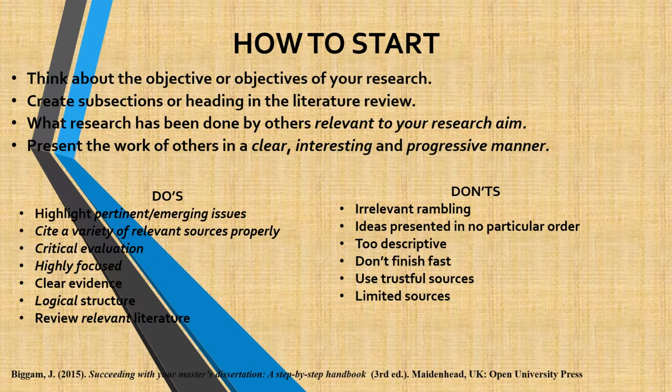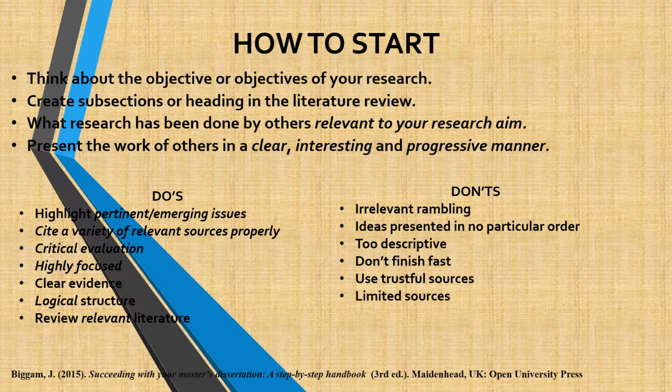Now that we have some ideas about what a literature review is, let's think about some steps in order to start better. So first, think about the objective of the research. Second, when we write our literature review, it is extremely easy to go around the bushes, so we can create subsections or headings in the literature review that are directly linked to the objectives of our research. That will help us to keep track of our topics.